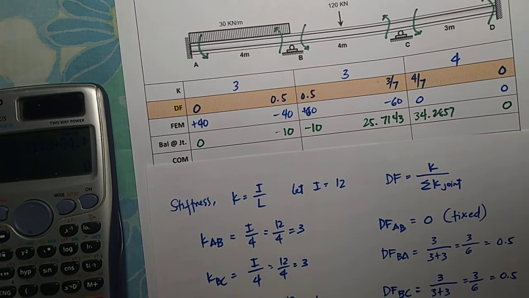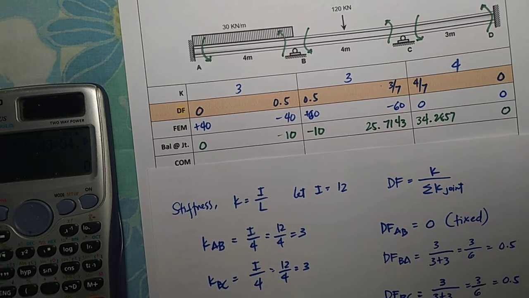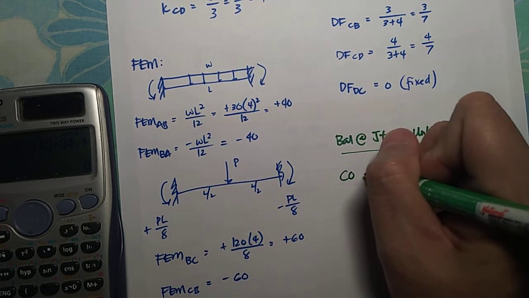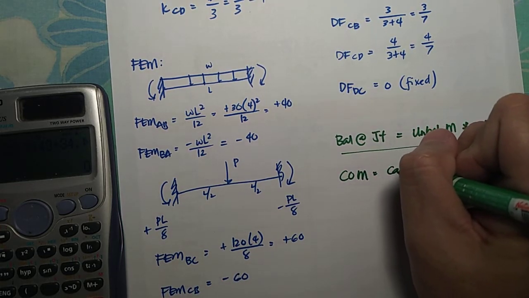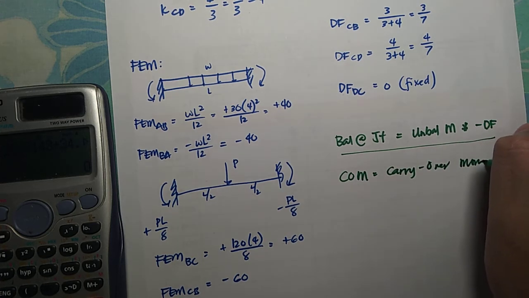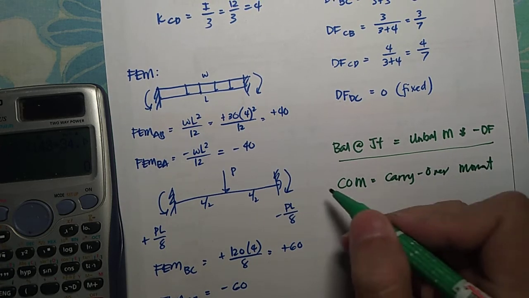Okay? So, those are the balance at joint. Now, ano yung COM? COM is the carryover moment. Okay? So, mag-ano tayo dyan?